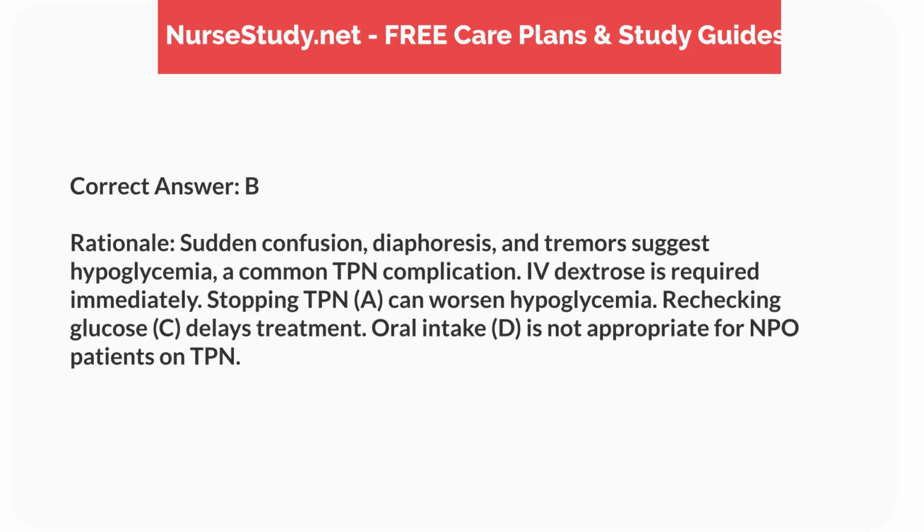Correct answer, B. Rationale: sudden confusion, diaphoresis, and tremors suggest hypoglycemia, a common TPN complication. IV dextrose is required immediately. Stopping TPN, A, can worsen hypoglycemia. Rechecking glucose, C, delays treatment. Oral intake, D, is not appropriate for NPO patients on TPN.